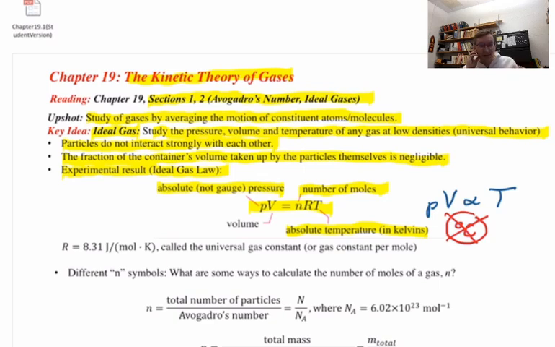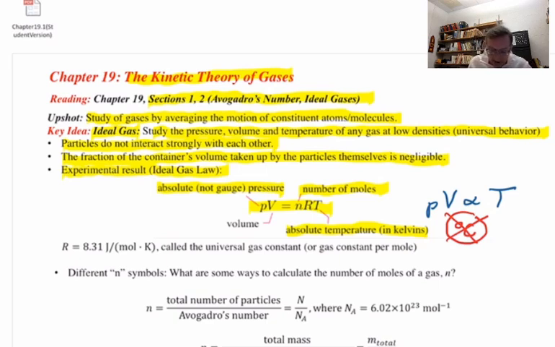Well, for one simple reason, assuming you could cool the gas low enough without it liquefying, which you could do under certain conditions, you could end up being on the negative temperature side of the degree Celsius scale. But a gas will not have negative pressure on the other side of the equation. So the T there has got to be the absolute temperature in Kelvin. Remember, that's the SI unit of temperature anyways.